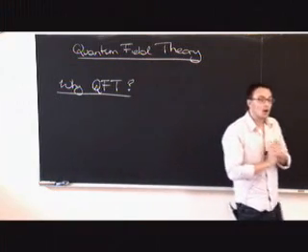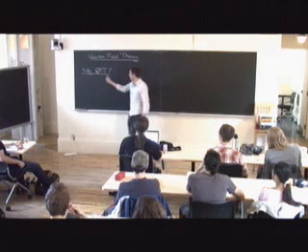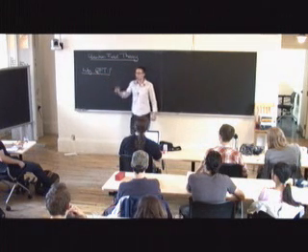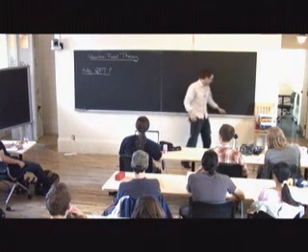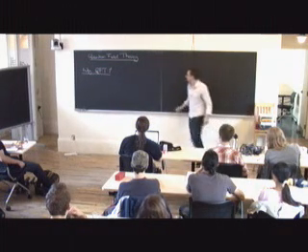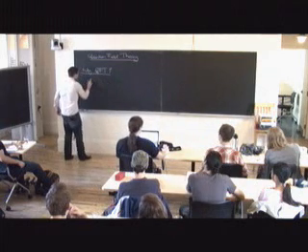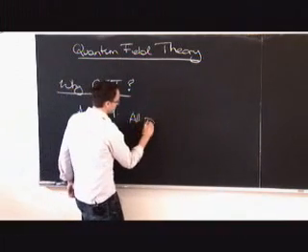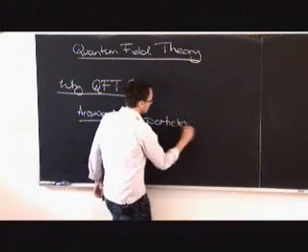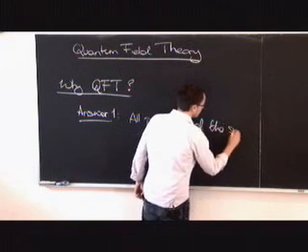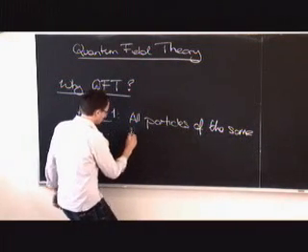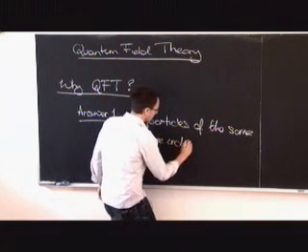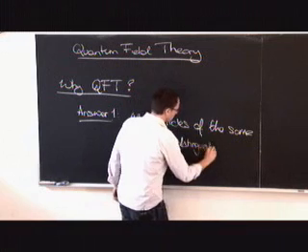But there's a couple of much deeper, more profound reasons to do with the Q in quantum field theory that also hold. So let me just try and explain what they are. Okay, so there's a couple of answers I want to give. So answer one is because all particles of the same type are indistinguishable.